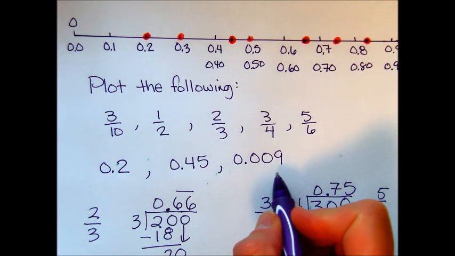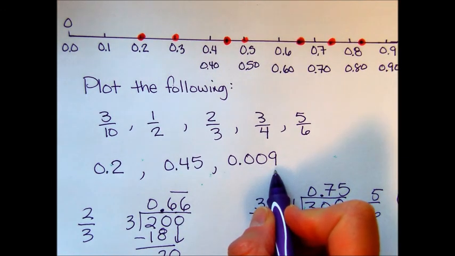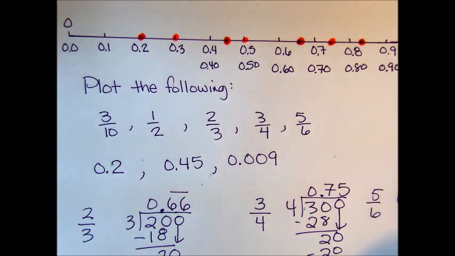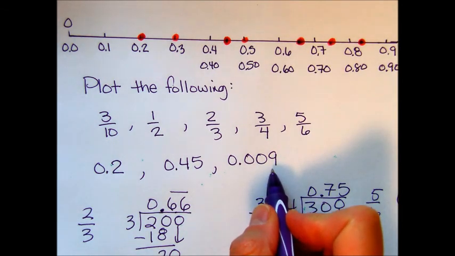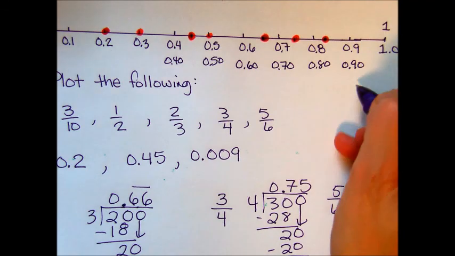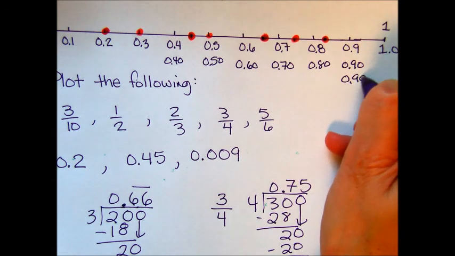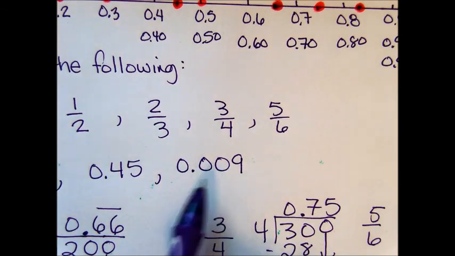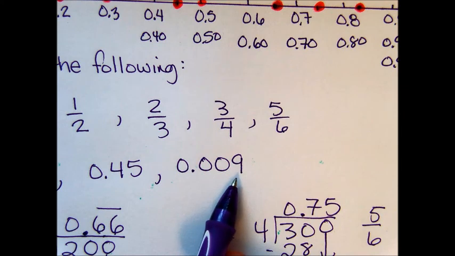The last one is 9 thousandths. Now, the previous ones, they were either tenths or hundredths. If we add another 0 to these numbers, we would go out to the thousandths. But notice this is not 900 thousandths. So it's not over here where it would be 0.900. That's not what this number is. This is telling me that I have 9 out of 1,000.